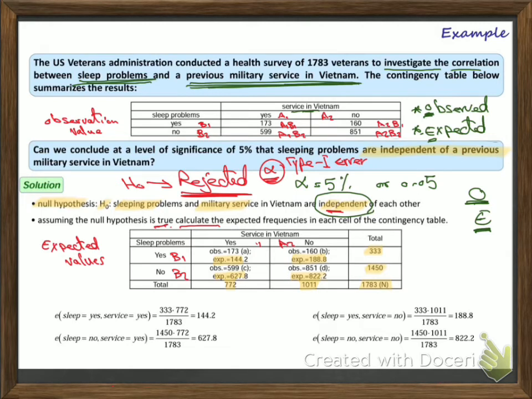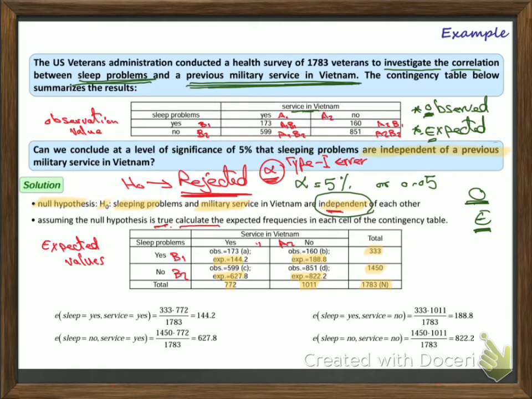So here I have two variables. One of them is service in Vietnam and the other one is sleeping problem. Sleeping problem is on the vertical axis and service is on the x-axis. All we'll do now is copy this table and extend some cells here and down here. This will be for the totals: the total of this column, the total of this row, and this is the overall total of rows and columns.